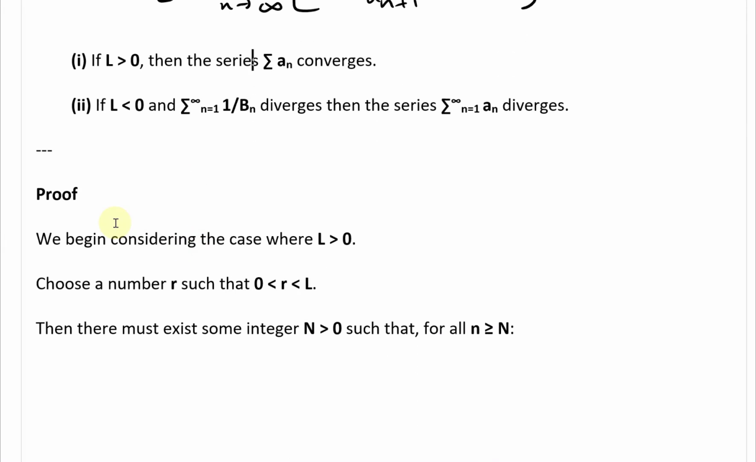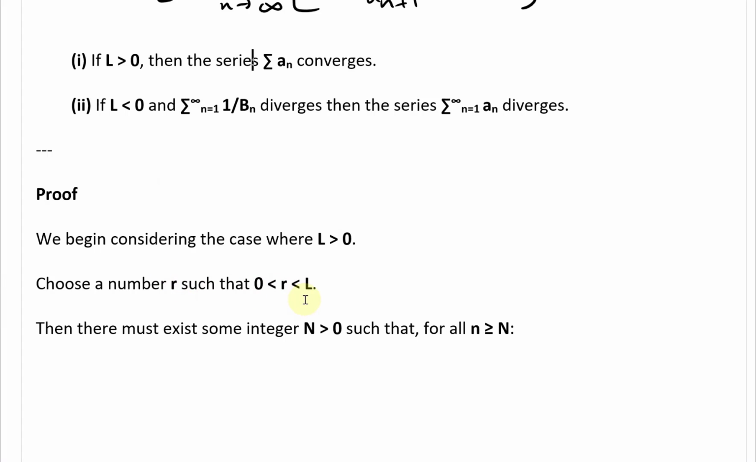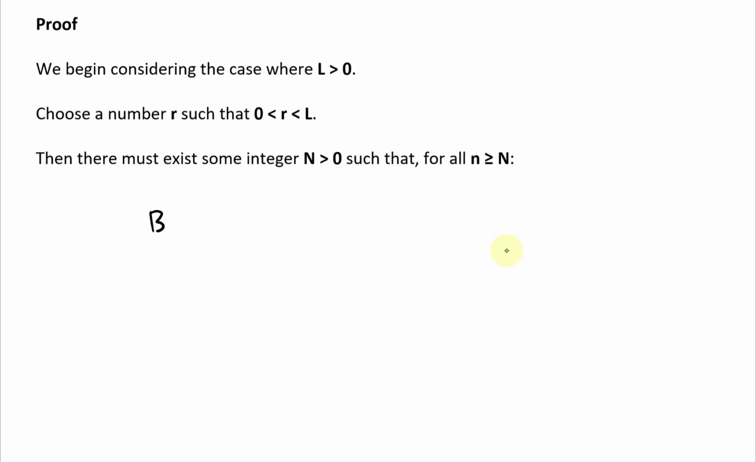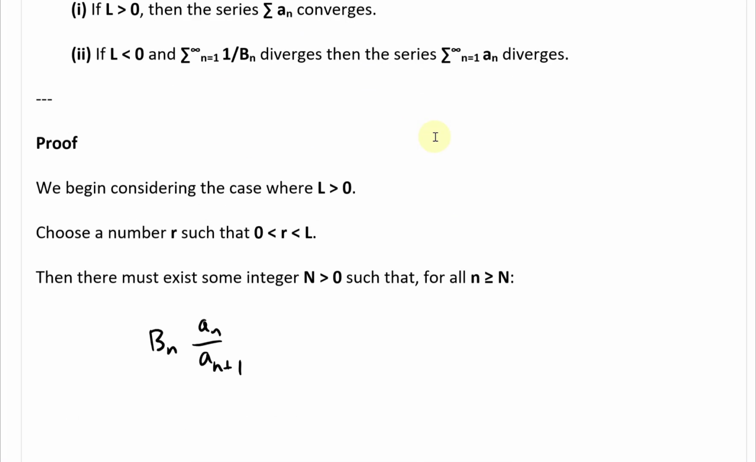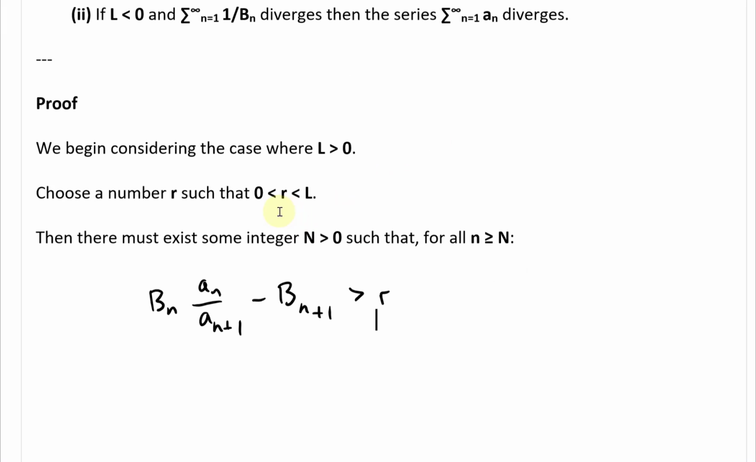Let's look at the proof for this. We begin by considering the case where L is greater than 0. If the limit is greater than 0, then we can choose a number R such that R is between 0 and L. Then there must exist some integer capital N such that for all n greater than capital N, we have bn times an over an plus 1, minus bn plus 1, greater than R. So yes, we're choosing an R in between.